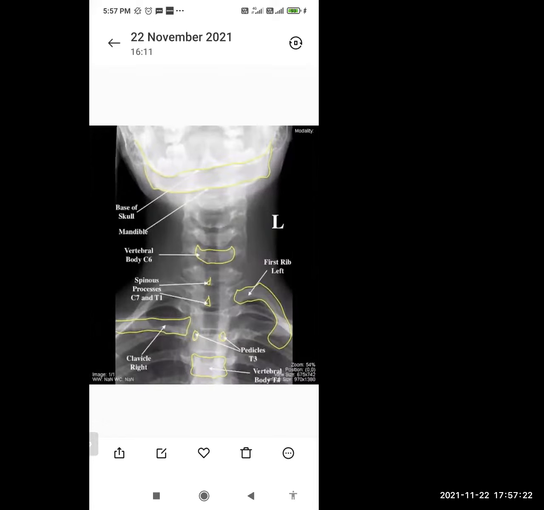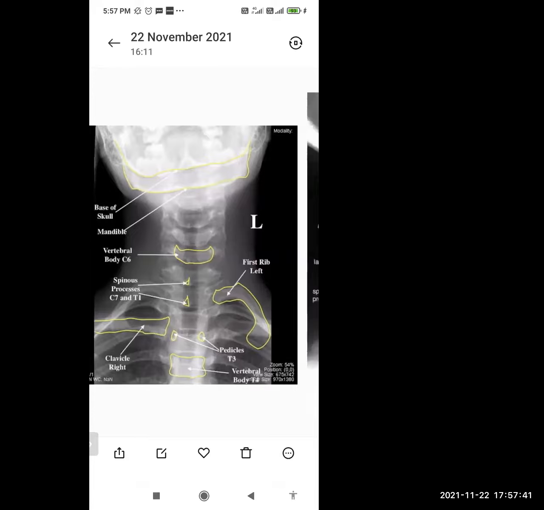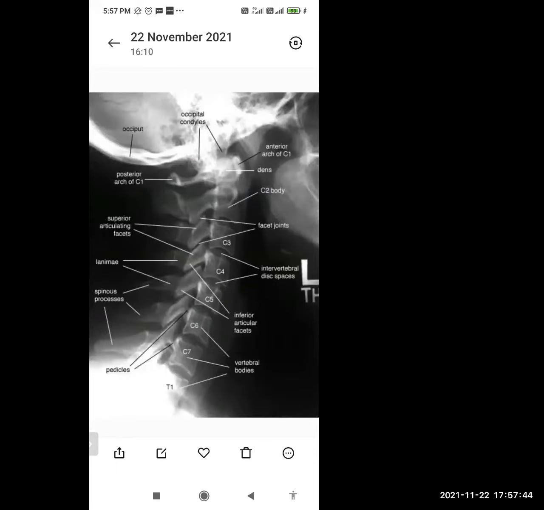Radiological anatomy: you can see that sometimes the alignment, the base of the skull, the margins of the bones, everything can be identified to interpret. This is an anteroposterior view, that is, the beam is projected from the front and the film is kept behind. This is the lateral view, where the beam is on one side and the film is on the other side. So you get a perspective of anterior and posterior structures in the lateral view. These structures are marked. You can see the facet joints. You can see the curvature of the spine.